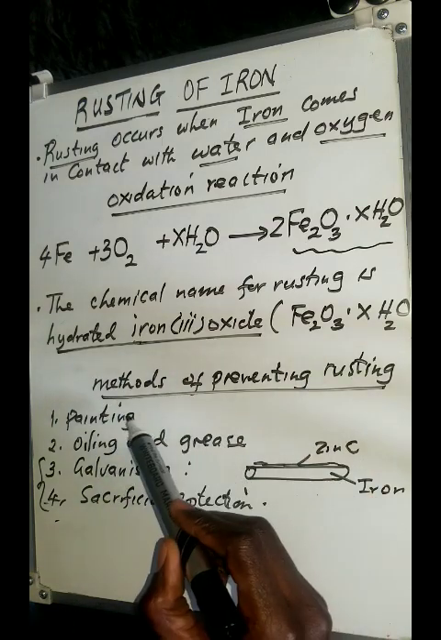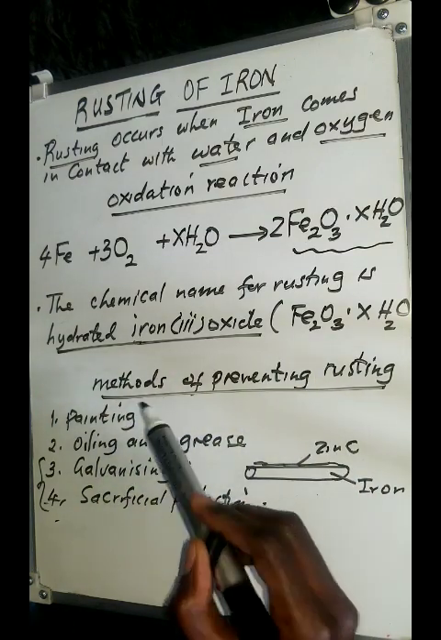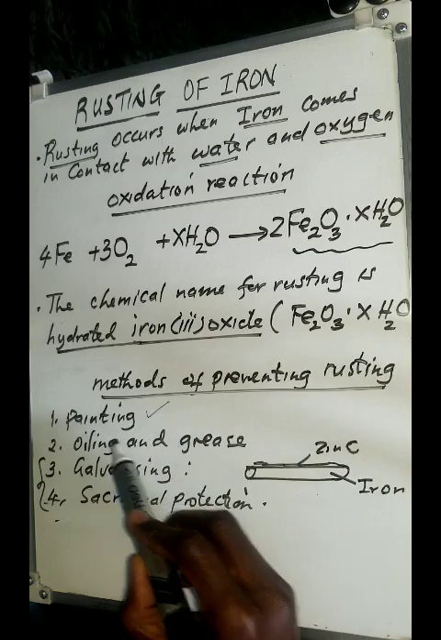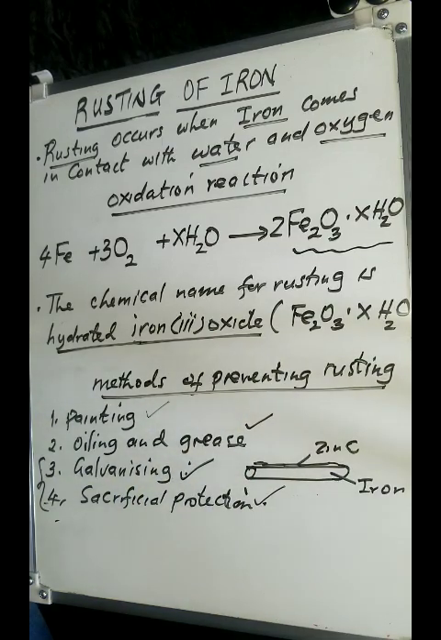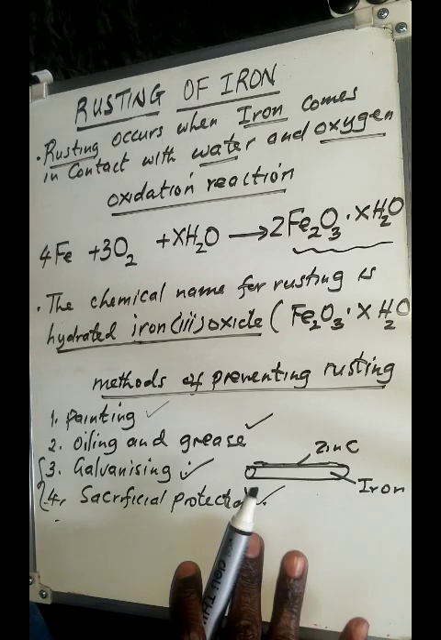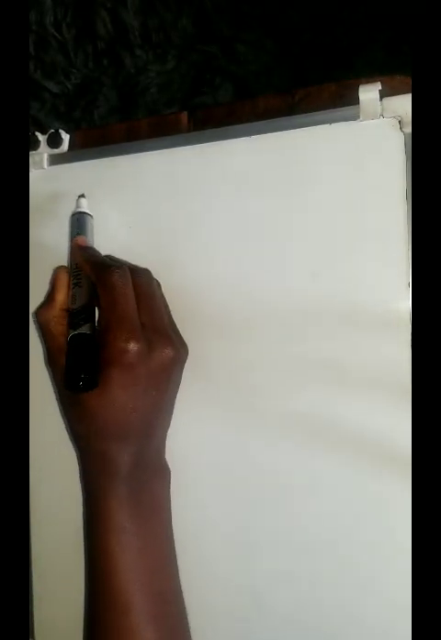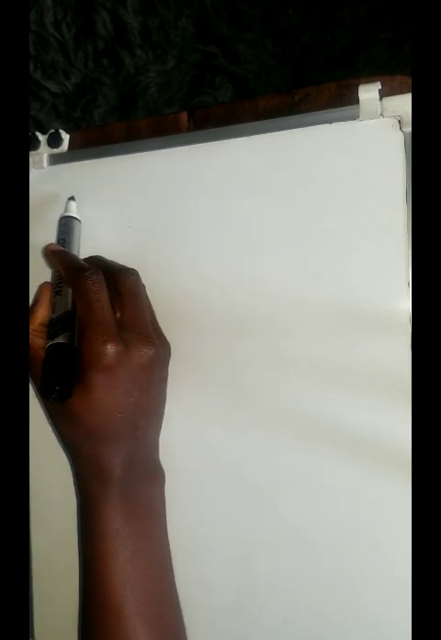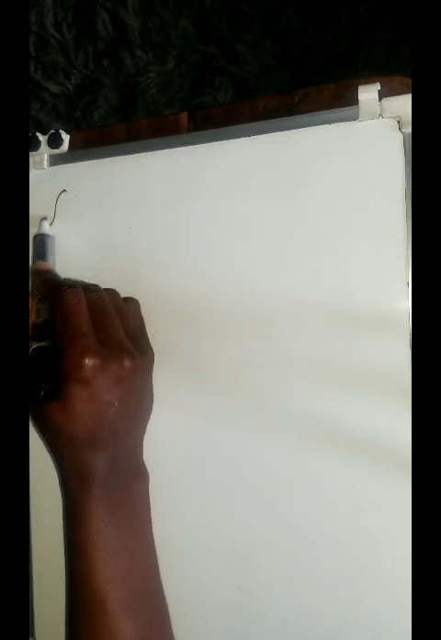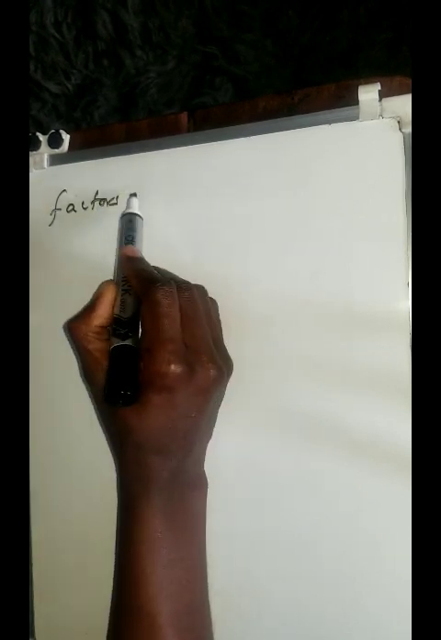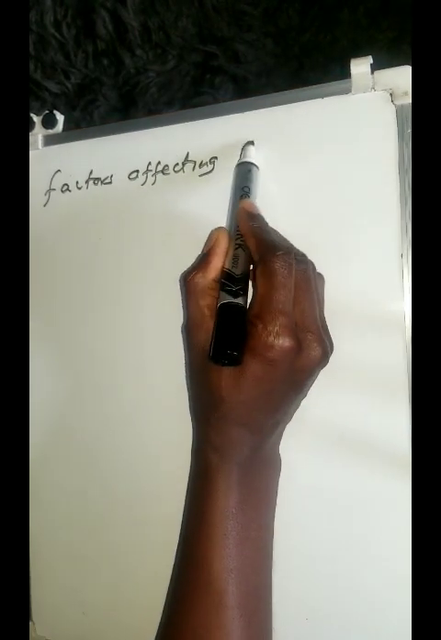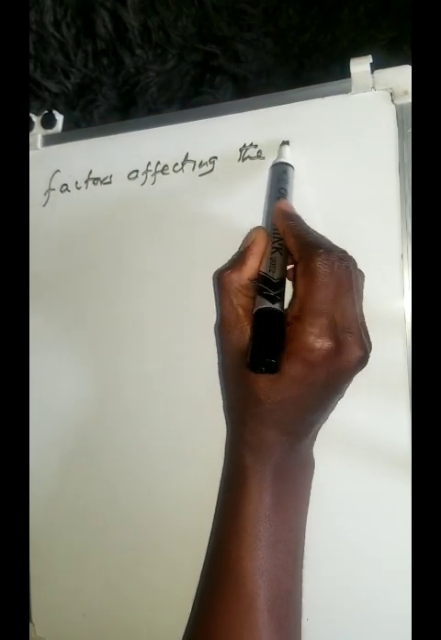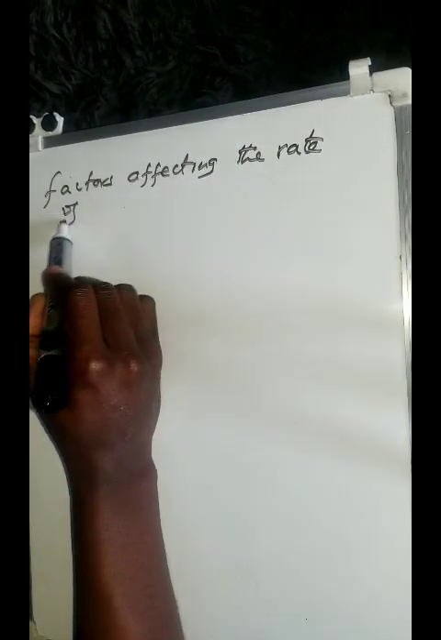So in the exam you can talk about ways of preventing rusting as painting, oiling or greasing, galvanizing. You can also talk about sacrificial protection. Now I want to quickly tell you something. There are some factors that may increase the rate of rusting. So we can say factors affecting the rate of rusting.